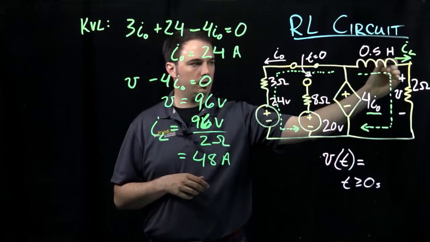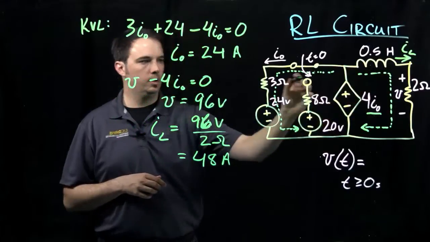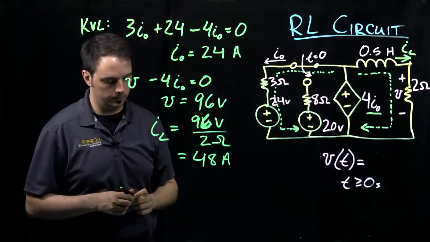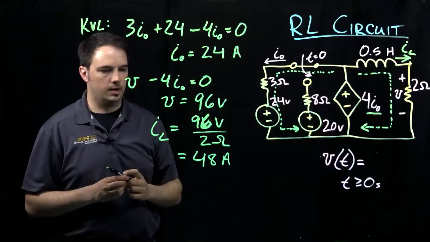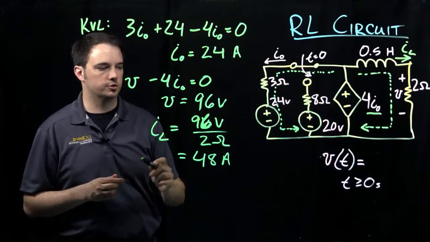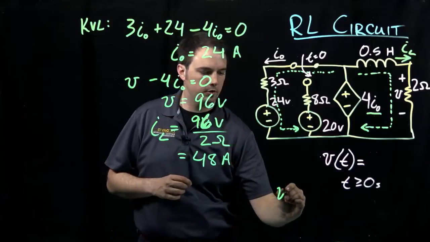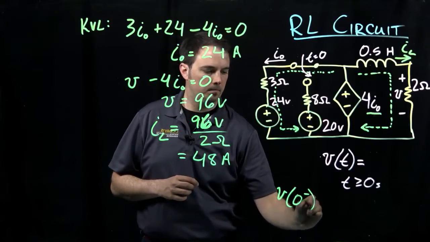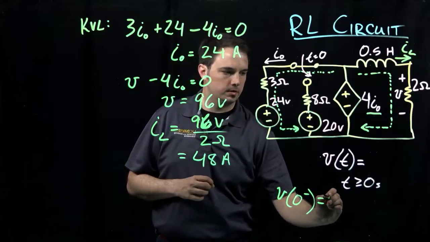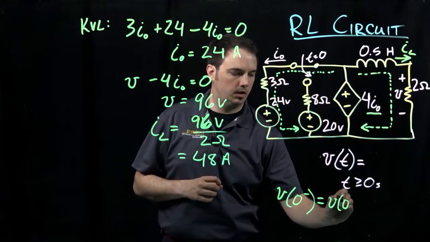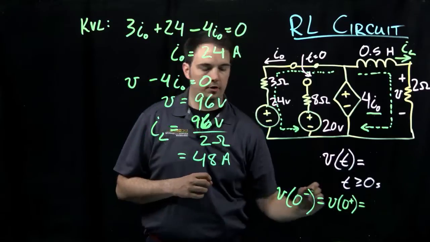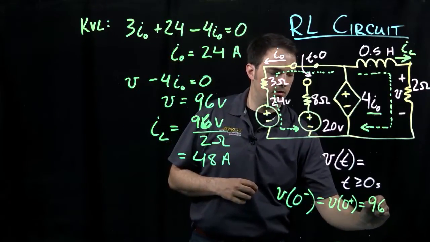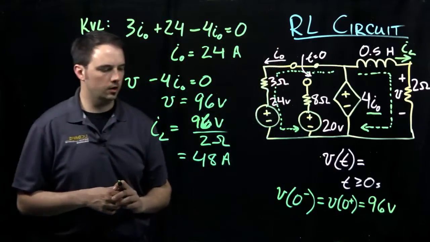Here again, now I have 48 amps of current flowing in this loop. I naught, we already found, was 24 volts. That is the current flowing on that loop here. And this pretty well establishes what all of our initial conditions are. So let's say that we know V at 0 minus here, which is going to be the same as what it is at 0 plus, meaning after I close the switch, that is going to be this 96 volts. Okay, so our initial voltage there.